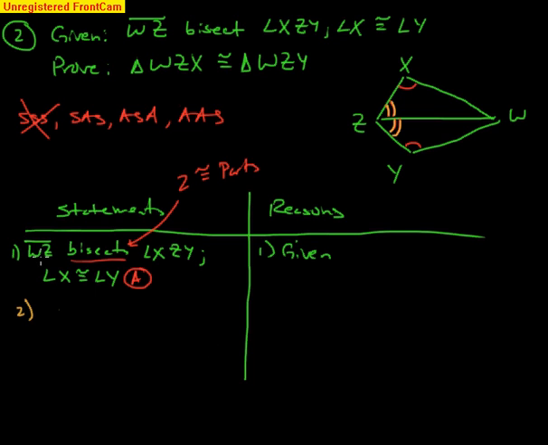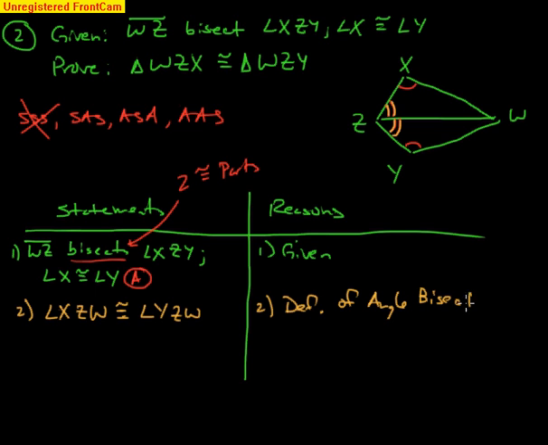Okay? So, since segment WZ bisects angle XZY, we can say that angle XZW is congruent to angle YZW. We use this word bisects. It's the definition of an angle bisector. Way back when we did those angle proofs, we used angle bisector once in a while. Okay, and look, here's another pair of angles.